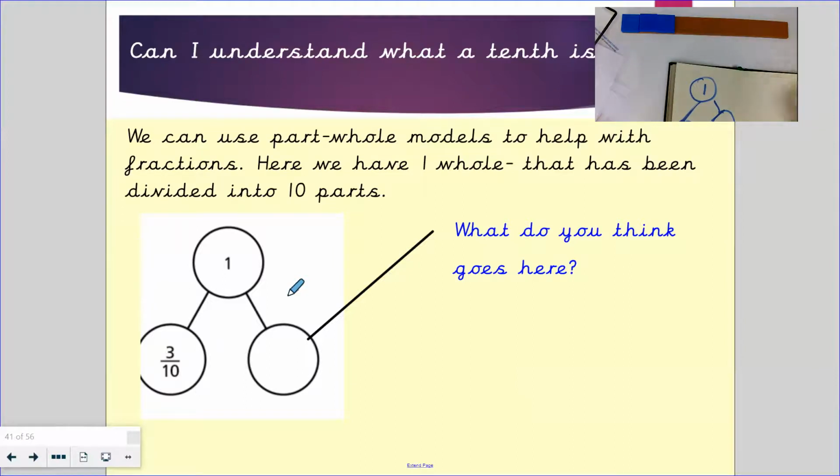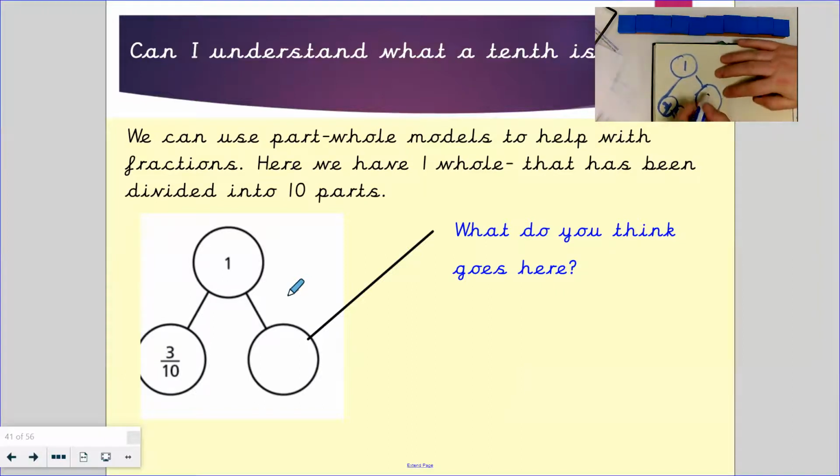How many do we need to add on to get to one whole? We go 1, 2, 3, 4, 5, 6, 7. We've had to add 7 more tenths to our model to make up one whole. So 3/10 and 7/10 makes one whole. So I'll put it here, 7/10.